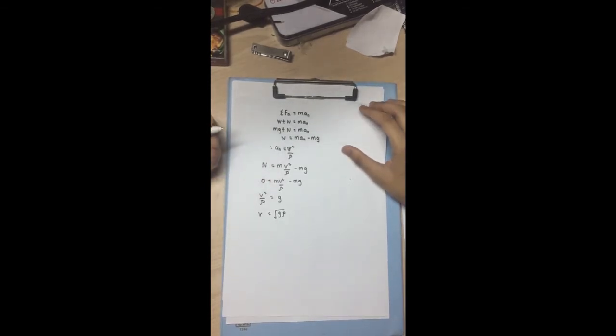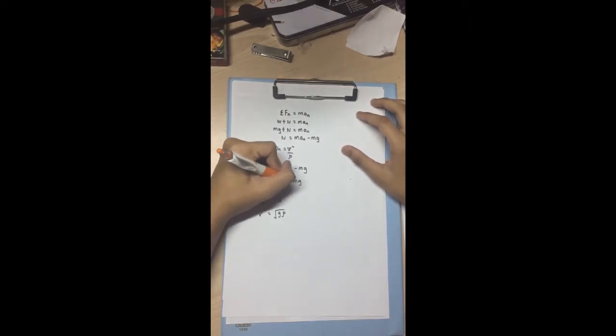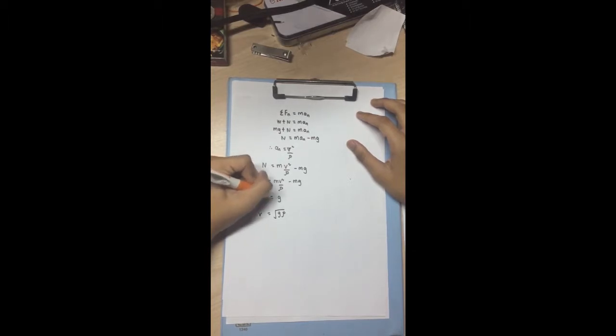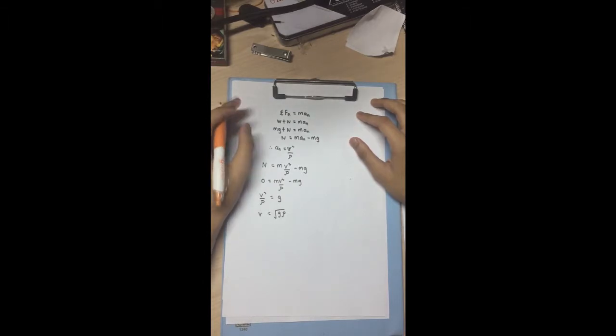Okay, so it will become 0 equals to m v square over rho minus mg. And then we just move the other component into the other side and just leave v over here. So it will become v equals square root of g rho. So the roller coaster will not fall down from the track.